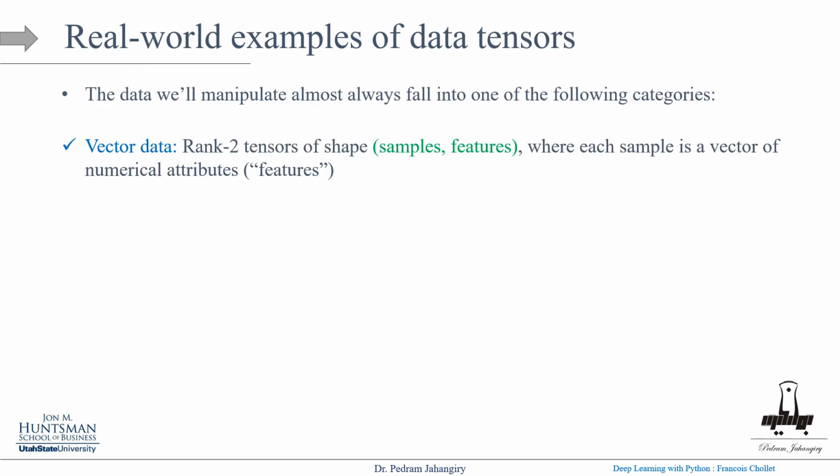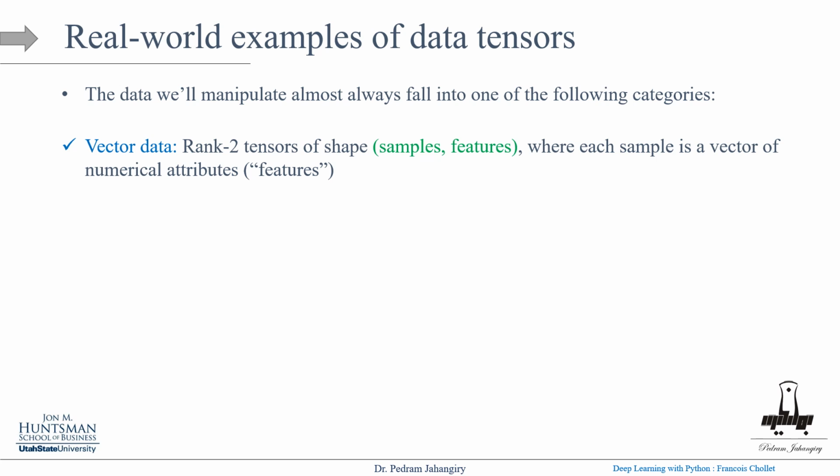which is the real-world examples of data tensors, right? So the data that we're going to work with is either structured data that is going to come as vector data, we call it rank 2 tensor, or it's unstructured data, and we usually require rank 4 tensor. We don't need to go beyond that, right? But let's look at some examples in more detail.